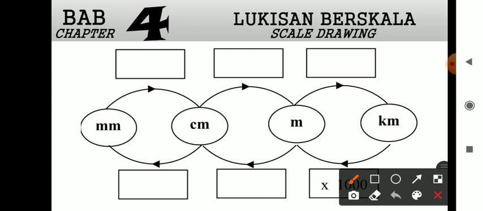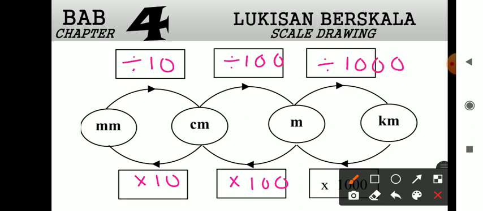To change km to meter, multiply with 1000. Meter to cm, times 100. So this is easy, huh? Then cm to mm, times 10. So remember this. If it is the other way around, you divide. mm to cm, divide by 10, then divide by 100 for cm to meter, and meter to km divide by 1000.